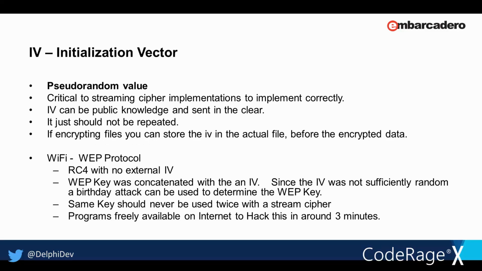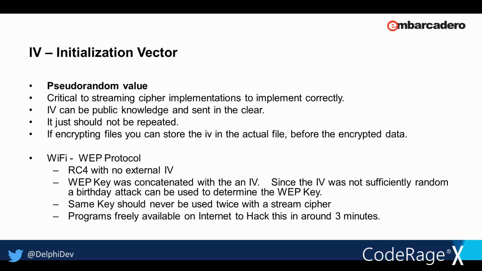Then we have an initialization vector. And this is kind of arbitrarily the opposite of what we had with that. An initialization vector can be known, and quite often is known, to the end. It's a pseudo-random value. It's critical to a streaming cipher implementation, which is basically to implement this correctly. The IV, like I said, can be public knowledge and can be sent in the clear. It just shouldn't be repeated.